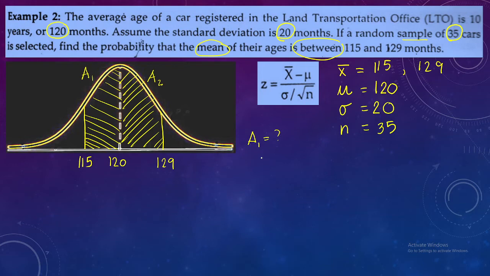So for area 1, we have our z formula. The sample mean, which is 115, minus the population mean, which is 120, all over the standard deviation, which is 20, divided by the square root of 35. Okay, use your calculators now. Kindly input everything to your calculator. How much is your answer, by the way?